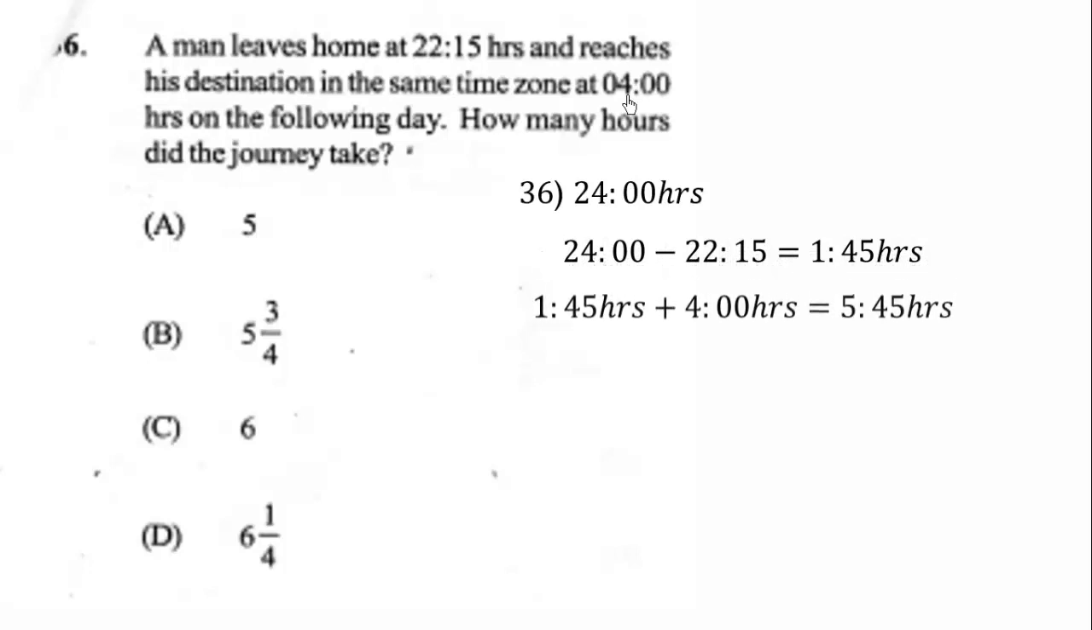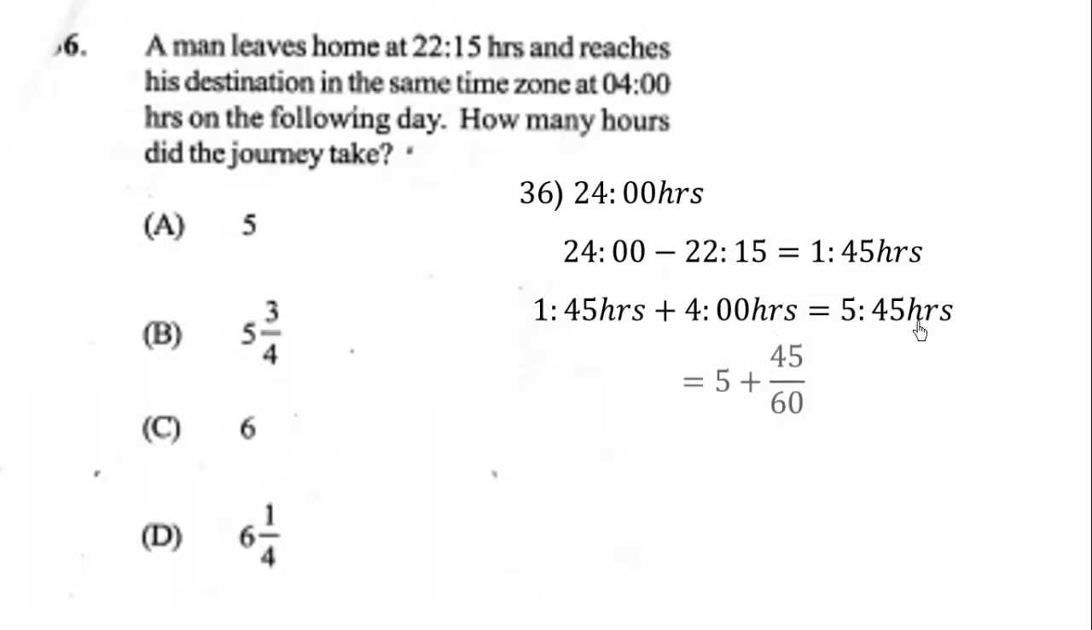So 22 hours 15 minutes can be taken out from the 24 hours, and we are left with 1 hour 45 minutes. Now, the next day it took 4 hours. So we need to add 1 hour 45 minutes for the previous day and 4 hours for the next day to get 5 hours and 45 minutes.